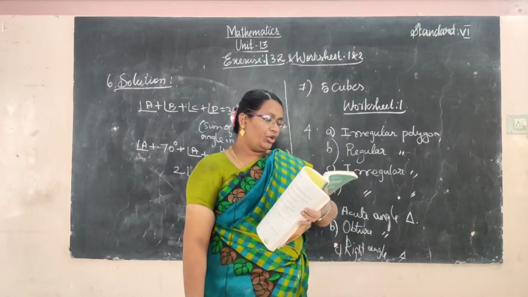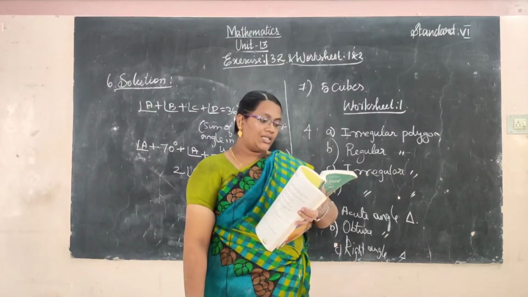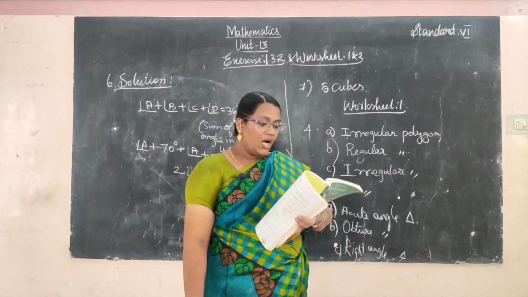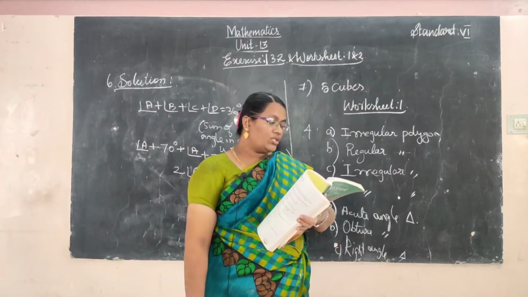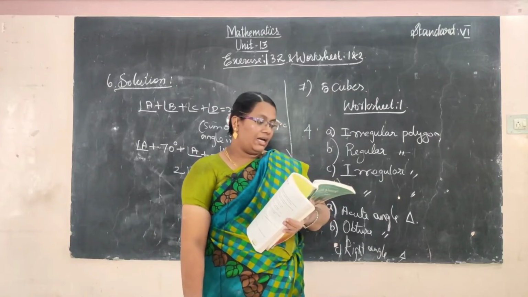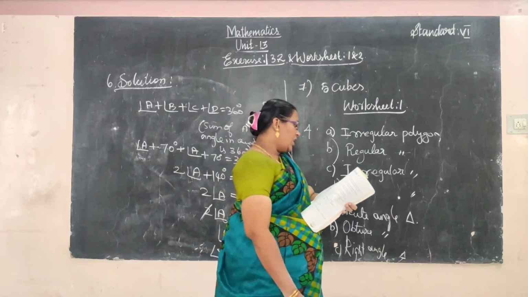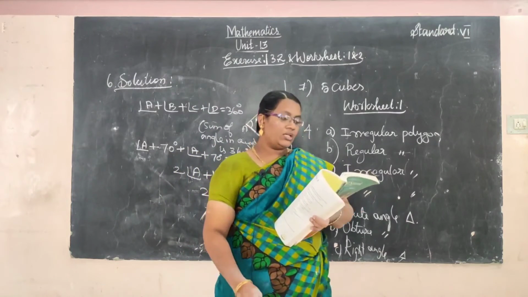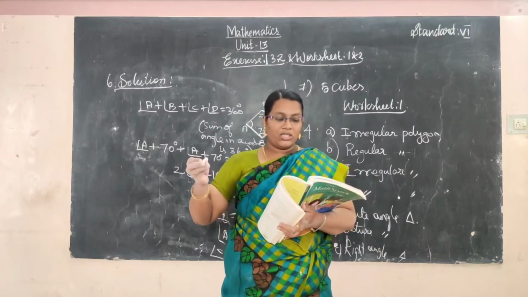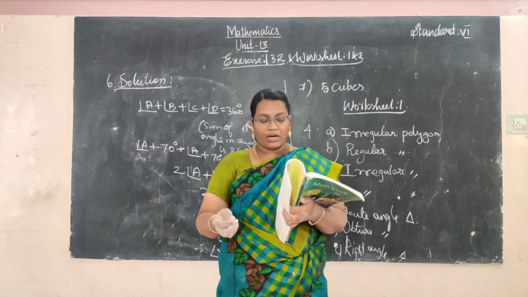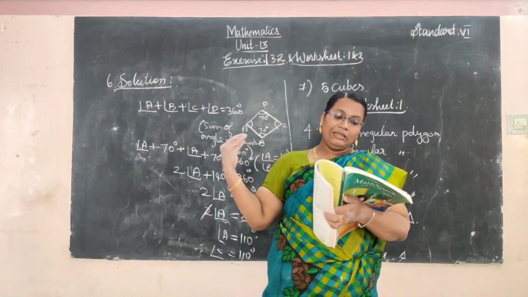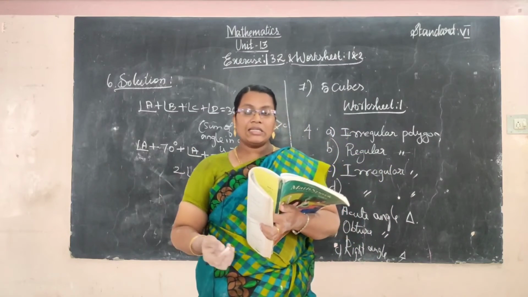Nishant joined 4 cubes together. He colored the surface of the resulting figure. How many faces of the original cubes were colored? So Nishant joined 4 cubes together.